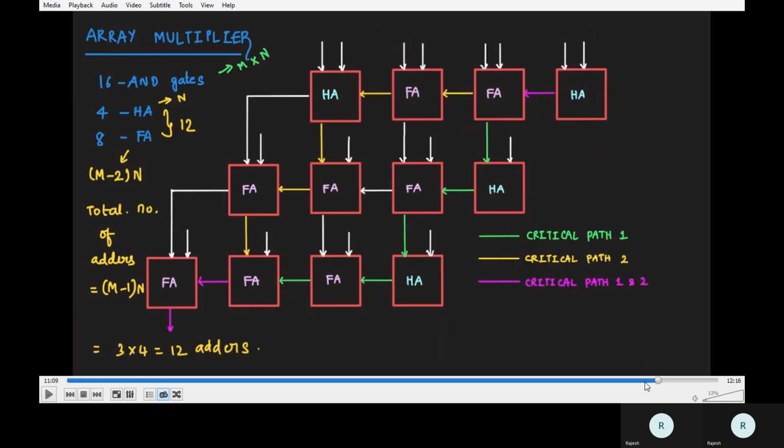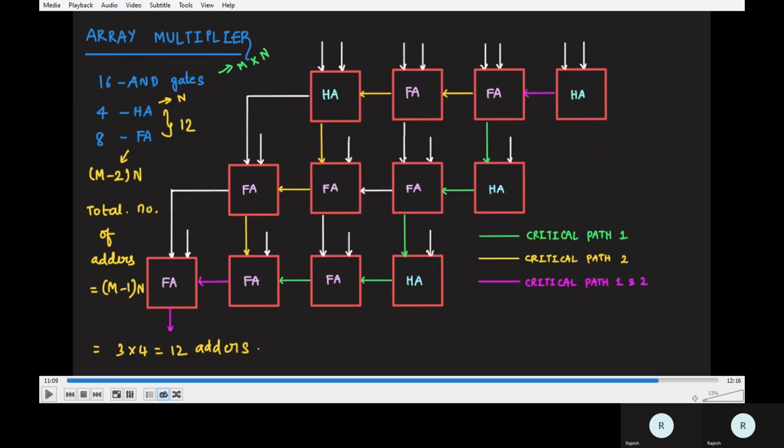So again we'll go to this diagram. There are 16 AND gates. Your m value is 4, n value is 4. It is 16 AND gates, 8 full adders, 4 half adders. Together the adders become 12. So it is nothing but m minus 2 into n is your full adder count. The number of half adders will be equal to capital N.